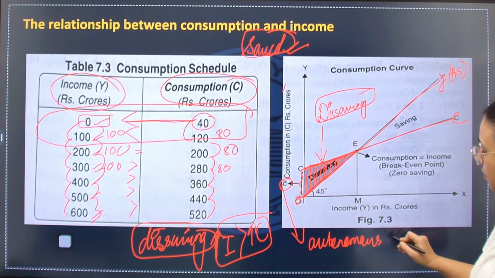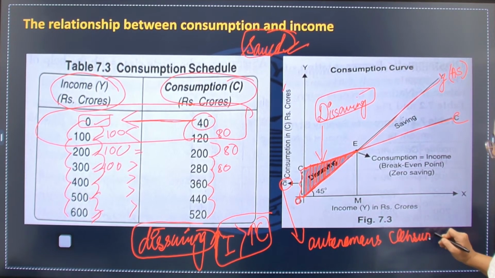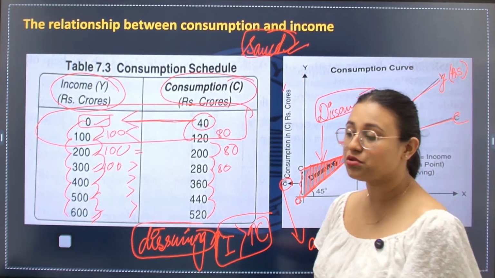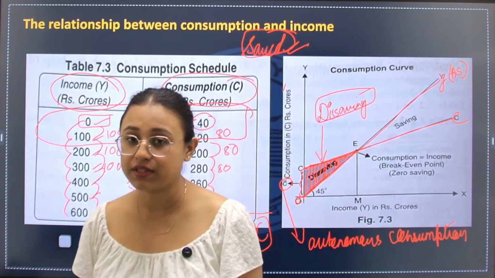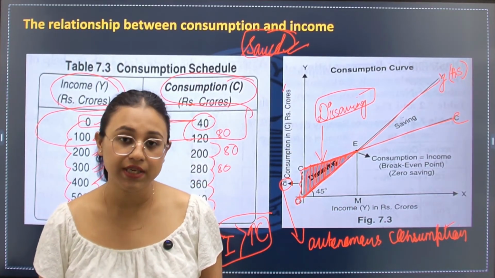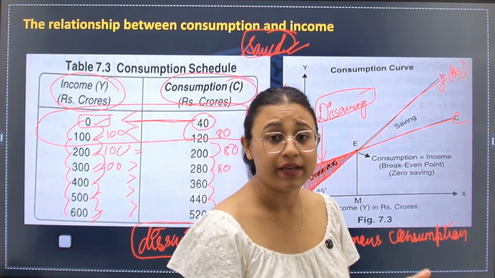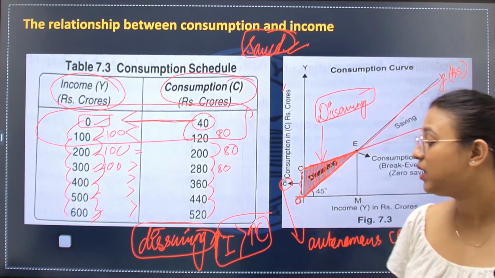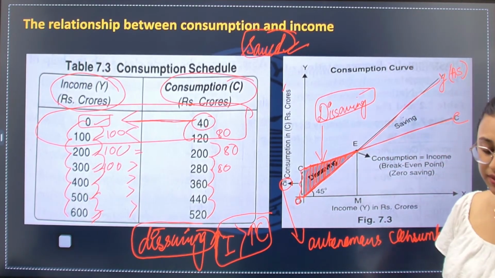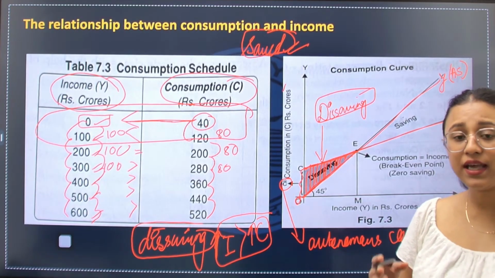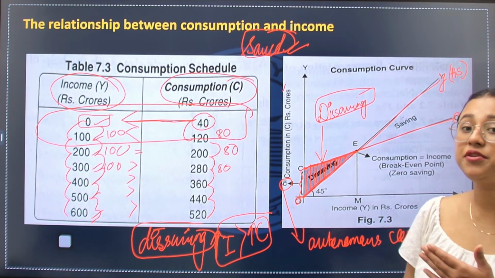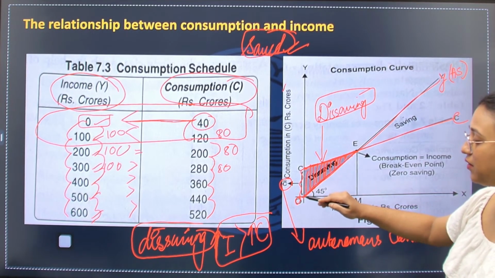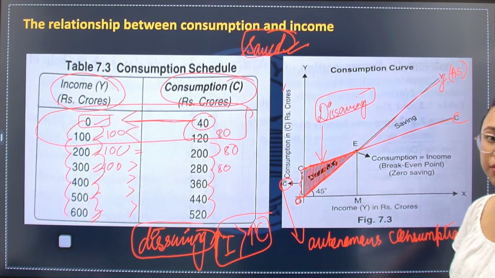Autonomous consumption, keep this in mind. This small c bar actually reflects autonomous consumption. So what is autonomous consumption? It refers to the portion of consumption that remains positive even at zero level of income. Even when there is no income, this portion of consumption remains positive. Did you understand? The level of consumption remains positive. So the consumption curve does not start from zero, but from here, which is shown by autonomous consumption.